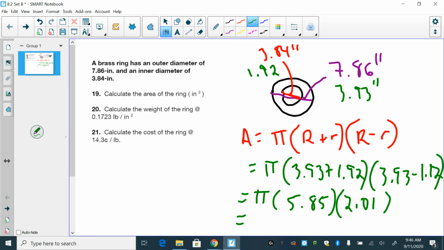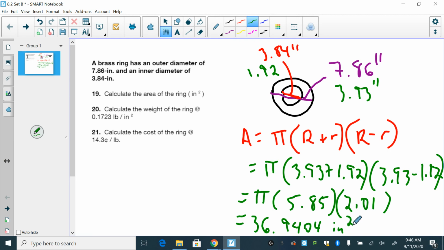And then I'm just going to multiply those three numbers together. Again, I'm going to use the pi button times 5.85 times 2.01 equals, and I get an area of 36.9404 inches squared.